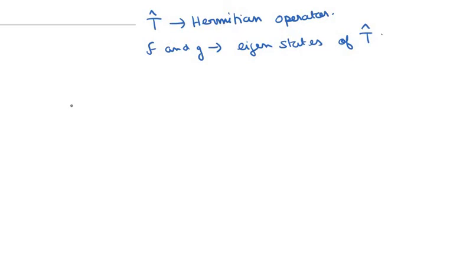Now T is a Hermitian operator, so let us first define the eigenvalues. The operator T acting on this eigenstate f is equal to, let us say, a times the function f, and this operator T acting on the eigenstate g is a number b times the eigenstate g. Now let us consider this product.